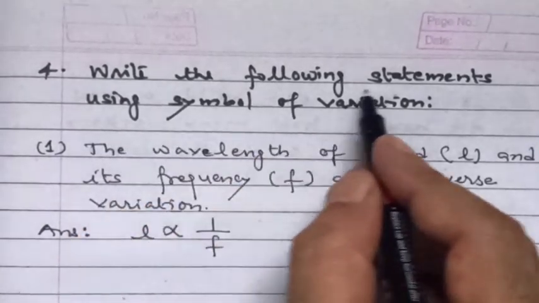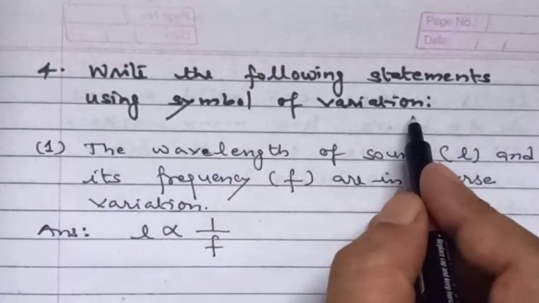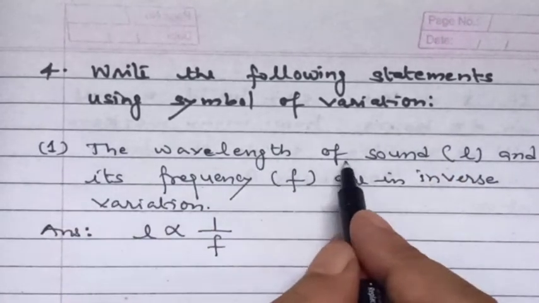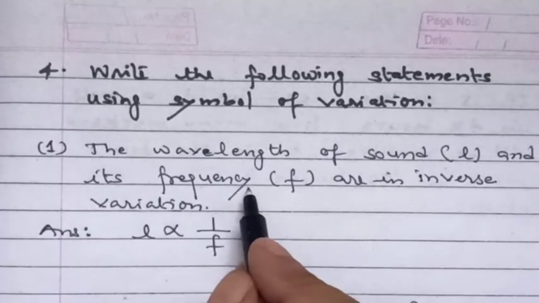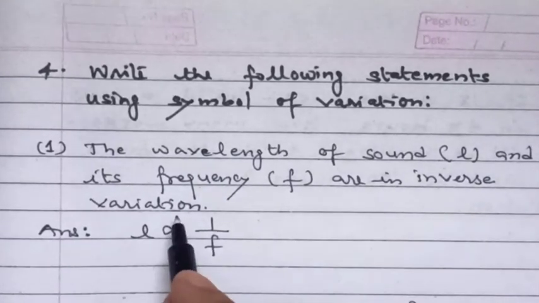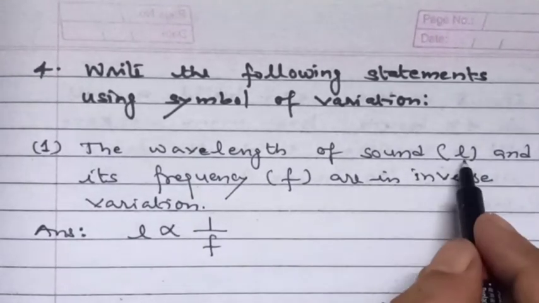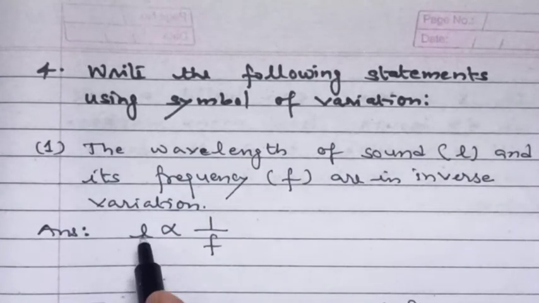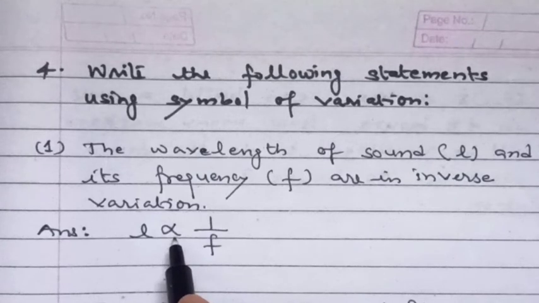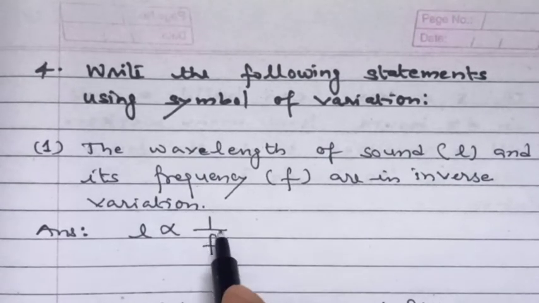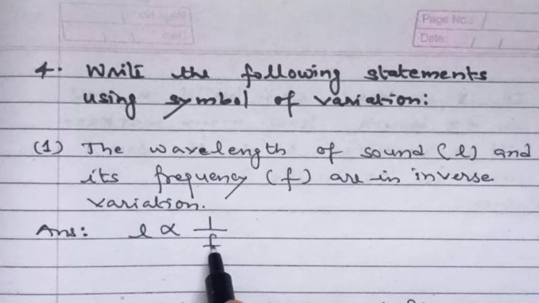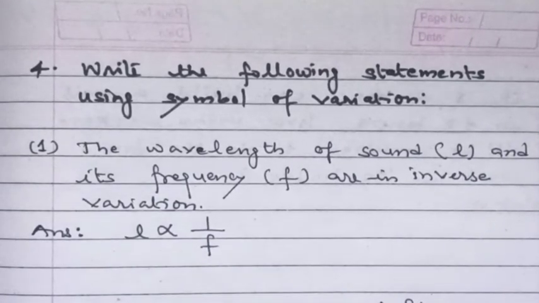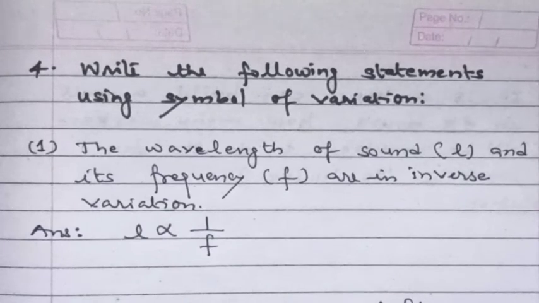Fourth question, write the following statements using symbol of variation. Number 1. The wavelength of sound L and its frequency F are in inverse variation. So you have L and you have F. So how to write? L is proportional to, it is inverse, so 1 upon F. If it is direct, then directly write L is proportional to F. So here we will write L is proportional to 1 upon F.